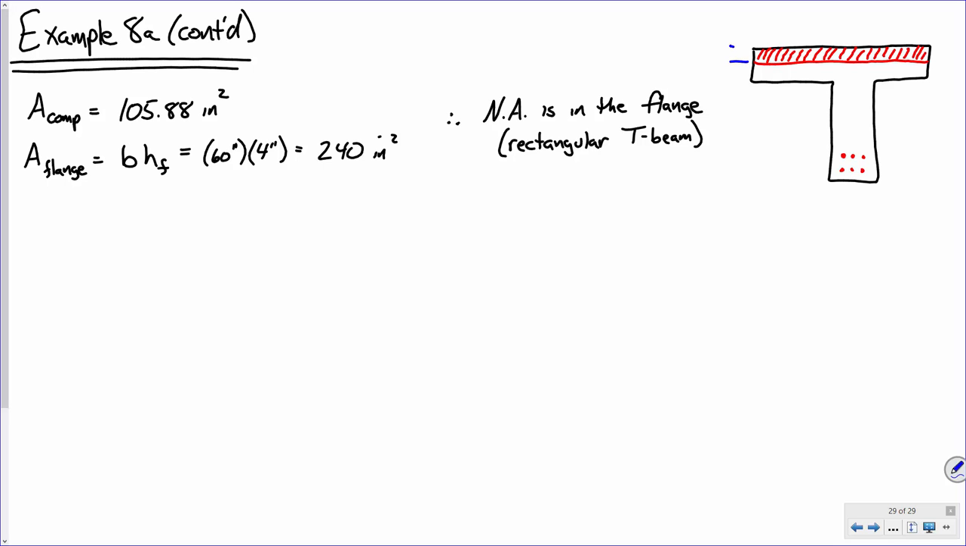Where this dimension, what do we call that dimension? A, that's the depth of the stress block, A. That depth A is less than 4 inches, right? Isn't that what that means? That depth better be less than 4 inches. So how do you calculate A for a rectangular beam? For a rectangular beam, A is AsFy over 0.85 f'c B, right? That's what we've been doing for rectangular beams.